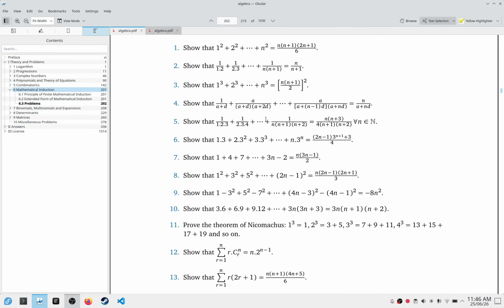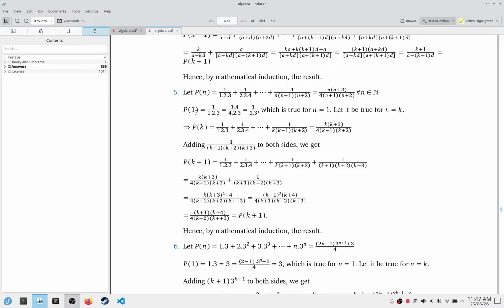So as we see by now, the questions are fairly easy. It is quite easy to solve these problems. Question 5 says that show that 1 by 1 times 2 times 3 plus 1 over 2 times 3 times 4 up to 1 over n times n plus 1 times n plus 2 is equal to n times n plus 3 over 4 times n plus 1 times n plus 2 for all n natural numbers. So we first put n is equal to 1, left hand side becomes 1 by 1 into 2 into 3, and right hand side is 1 into 4 by 4 into 2 into 3, which is equal to 1 by 2 into 3. Now this is true for n is equal to 1.